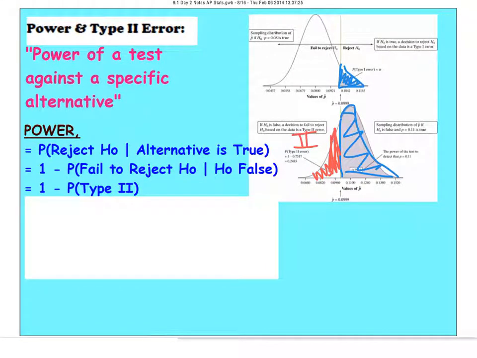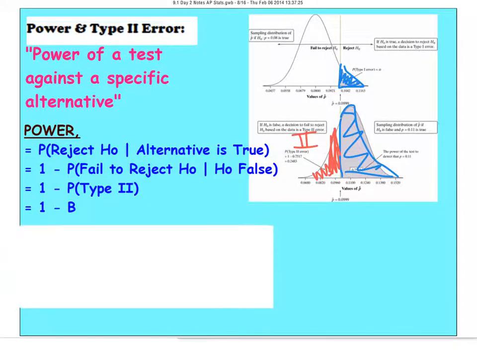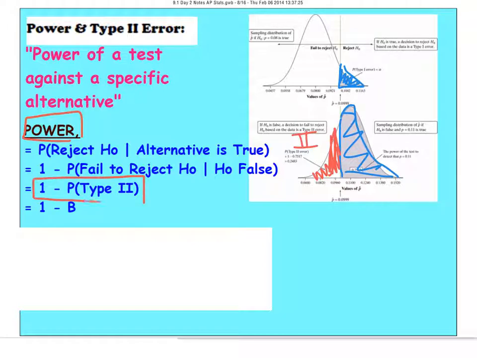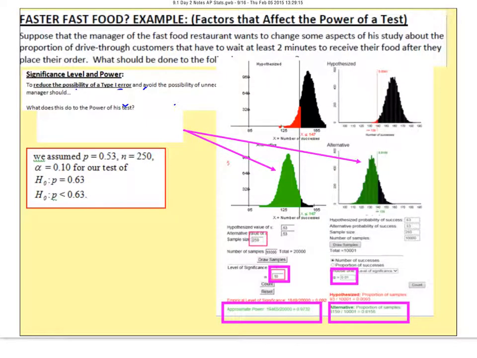So I'm just going to rewrite that as 1 minus type 2, which means you might see the notation 1 minus beta, which is just shorthand saying that beta is the type 2 area. Ultimately, by definition, another way to find power, if you know your type 2 error, is 1 minus your type 2, because these two elements make up the entire alternative curve down here of what we think the true hypothesis really should have been. It's important for you to understand how power changes as significance levels change, as sample sizes change, and things of that nature.